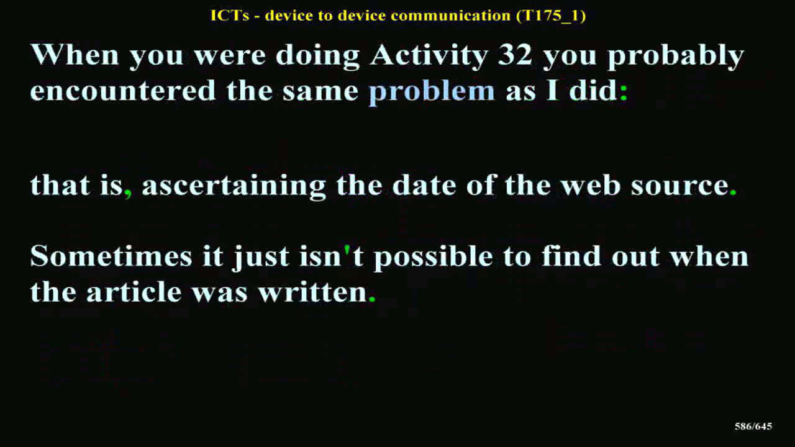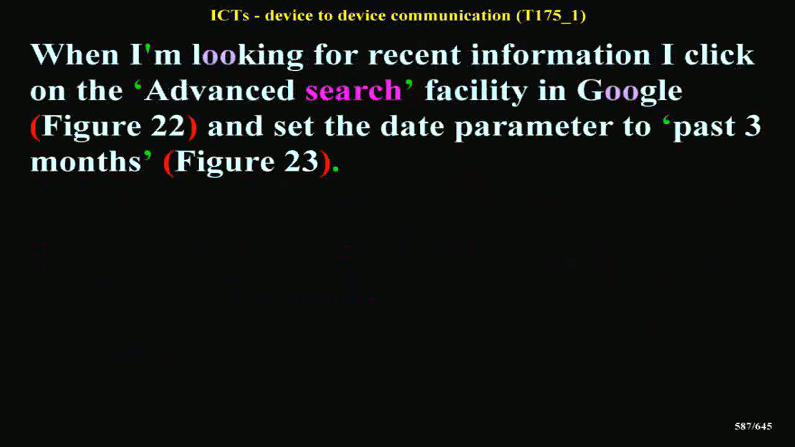When you were doing Activity 32 you probably encountered the same problem as I did. That is, ascertaining the date of the web source. Sometimes it just isn't possible to find out when the article was written. When I'm looking for recent information I click on the Advanced Search facility in Google (Figure 22) and set the date parameter to past 3 months (Figure 23).